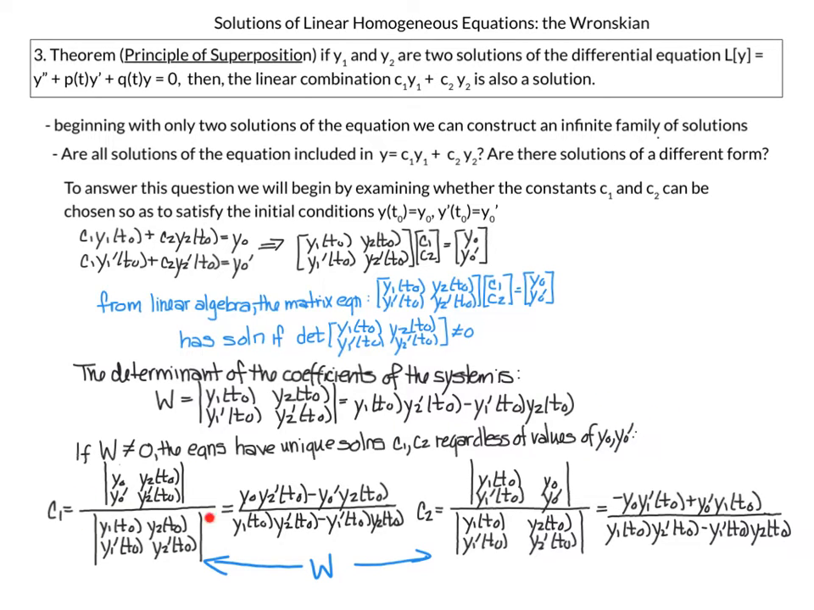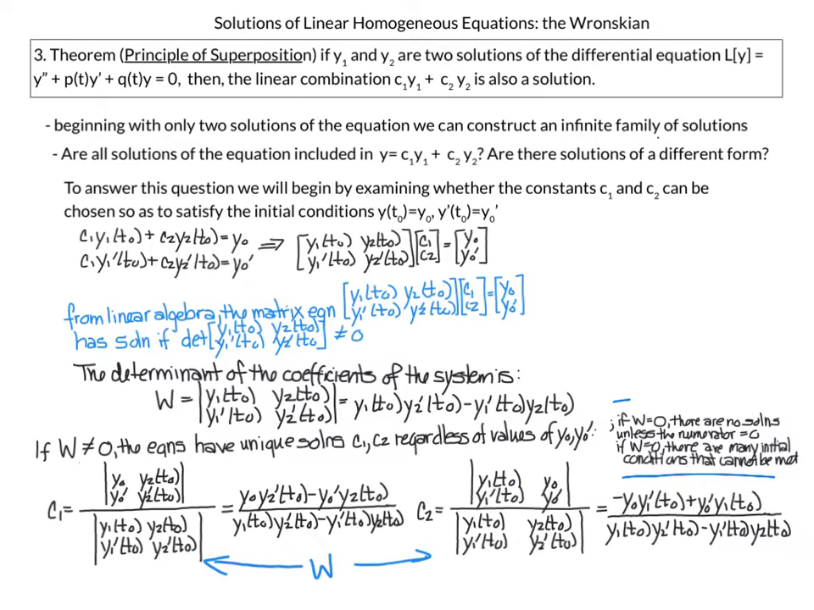And then there's this formula for you to calculate C1 and a formula to calculate C2. But one thing to remember is this bottom part here is this W, the Wronskian, the determinant of the matrix that represents the coefficients of this matrix equation, or the system of equations. And one other note that I needed to squeeze in on this page is here. If W is equal to 0, there are no solutions unless the numerator is equal to 0. So if W equals 0, there are many initial conditions that cannot be met.